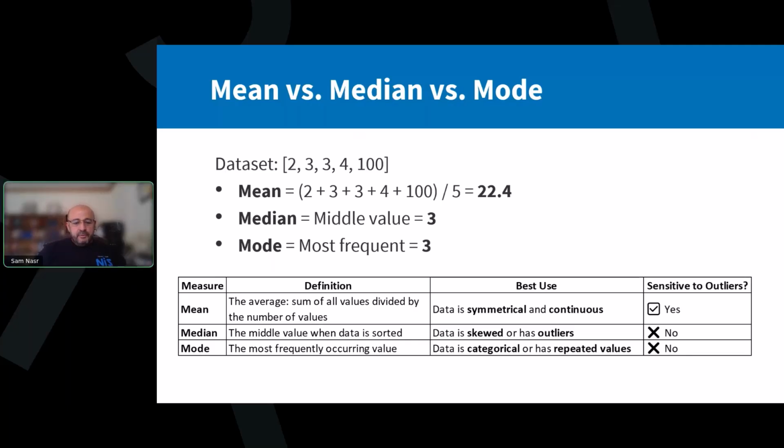And then, of course, with mode, because it's looking at the number that is most repeated, in this case, it's the number 3. So it looks at the repeated value, and therefore it is also not sensitive to outliers. So again, because I have a value of 100 in my data set, that is excluded from the mode altogether because I'm looking at the more frequent or the more repeated number.